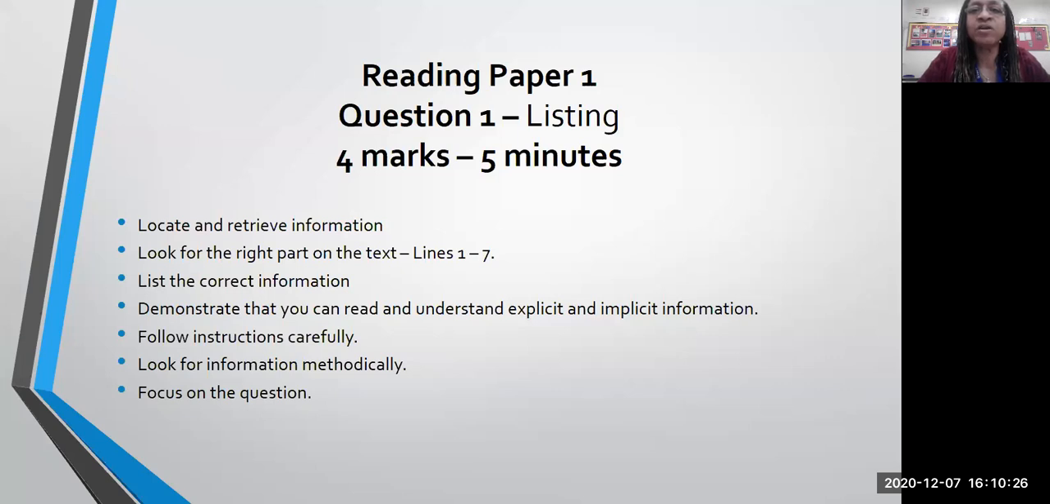Right, so if we look at the very first question, it asks us to list 4 things from this part of the text about the weather in Cornwall. So it's really, really important that you are checking the information between lines 1 to 7 that talks about what the weather is like in Cornwall.